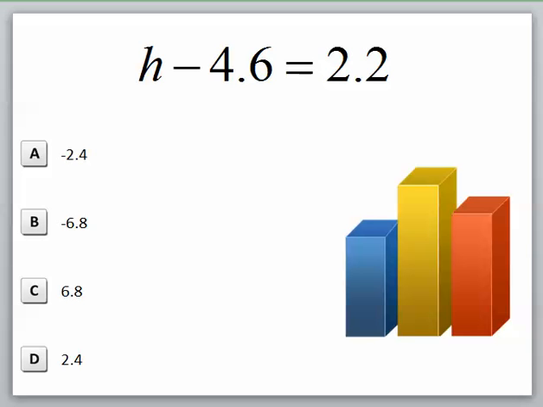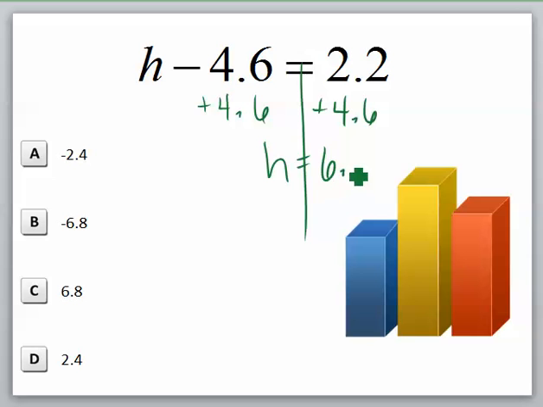Alright, I have just another couple problems to do over solving equations with adding and subtracting. On this one, this is a multiple choice answer. If you look, you could sit and plug in each of those numbers to see which one works, or you can go ahead and solve it. You're trying to get rid of a negative 4.6, and you would do that by adding 4.6 to both sides. That would give us the answer of 6.8.